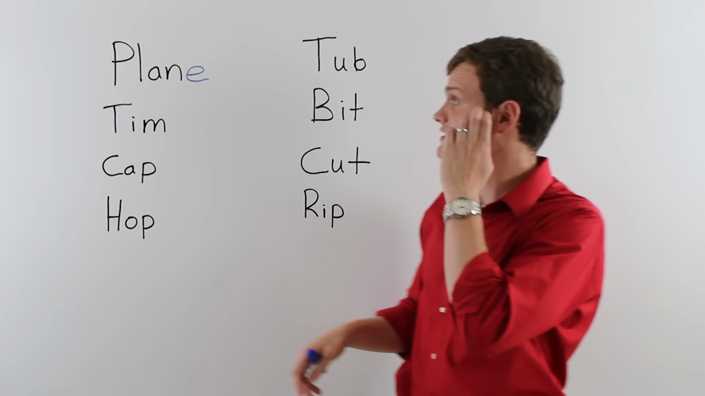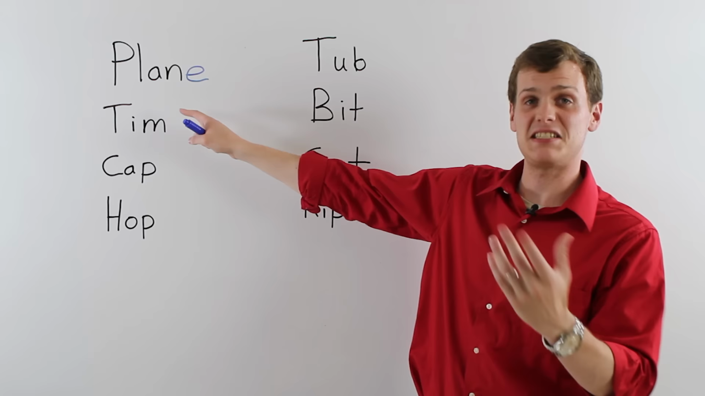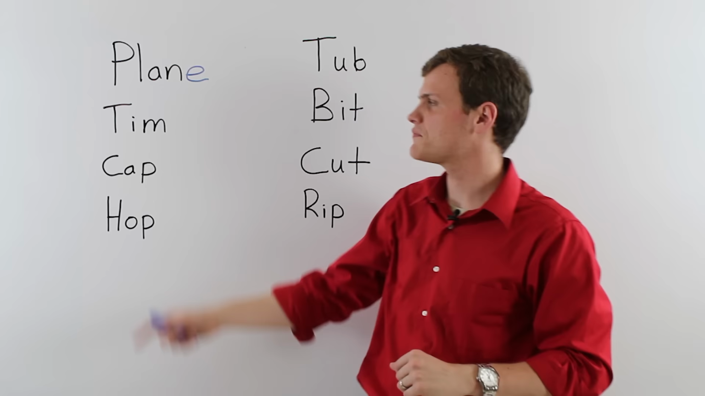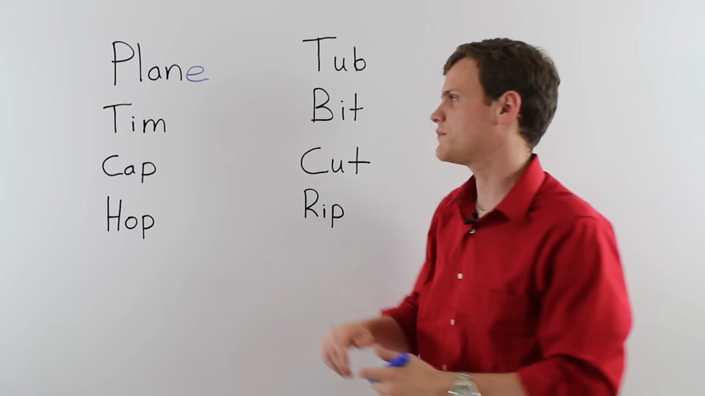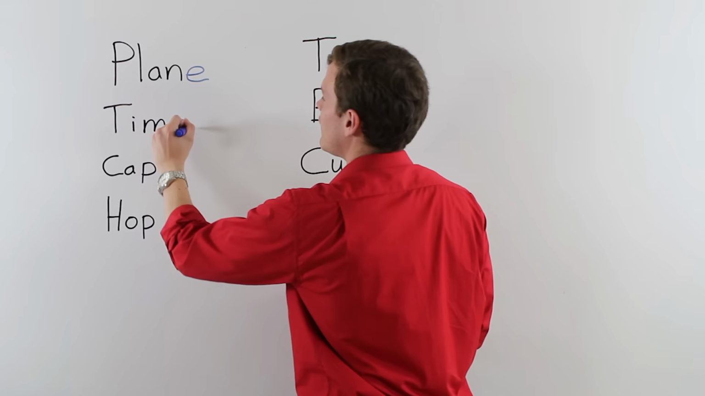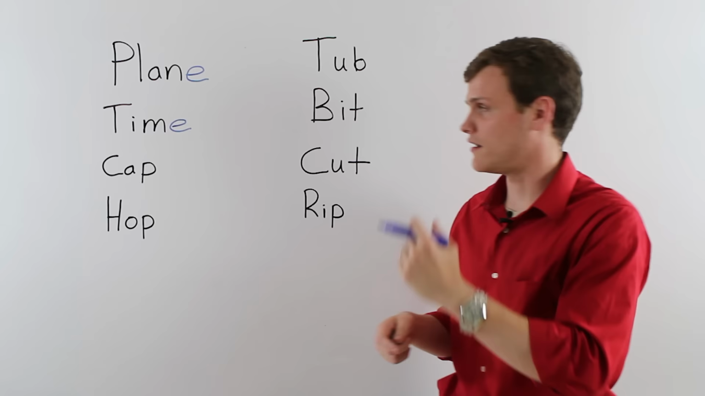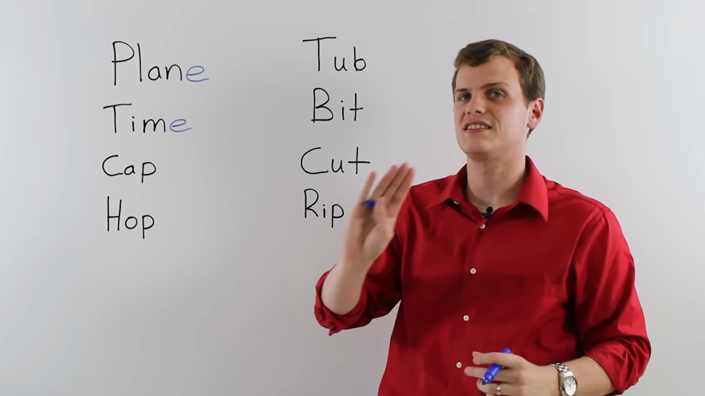Okay? Next thing going down here. We know this. This is a man's name. Tim. Maybe you have a friend named Tim. And again, the I sound, that's short I. But if we put silent E there, that means now time. What time is it? All right, not Timmy. Again, silent E, don't say it, but now you have the long I sound, time.